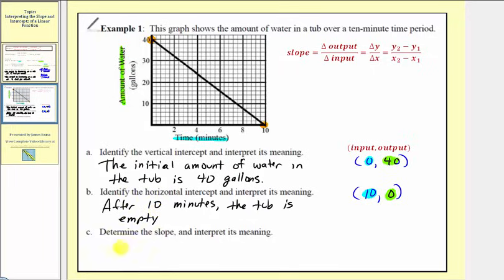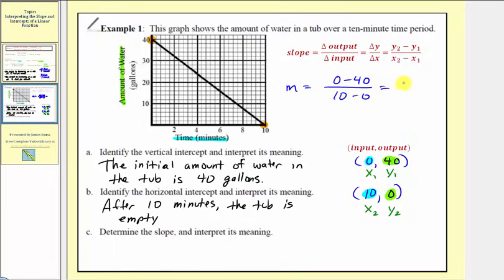And now for the last part, we're asked to determine the slope and interpret its meaning. Well, to find the slope given 2 points on a line, we can use the slope formula given here. So let's go ahead and do that. Using our formula, let's call this x sub 1 and y sub 1, and here we have x sub 2 and y sub 2. So the slope m is equal to, we'd have y sub 2 minus y sub 1, that's going to be 0 minus 40, and then we have x sub 2 minus x sub 1, that would be 10 minus 0.